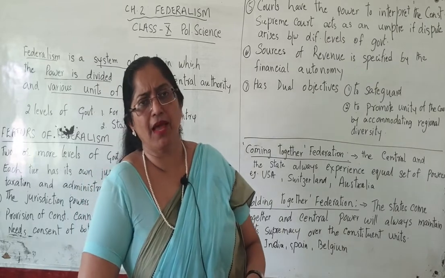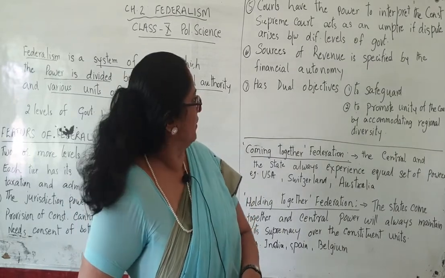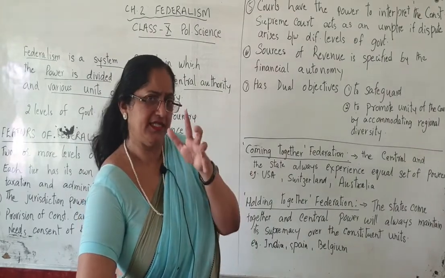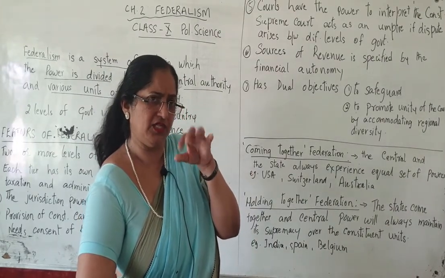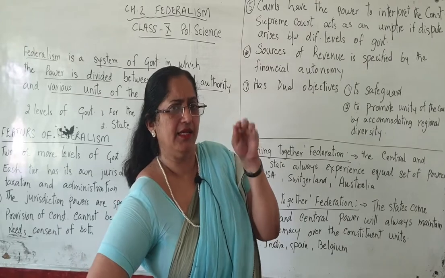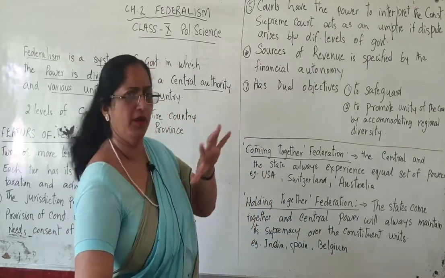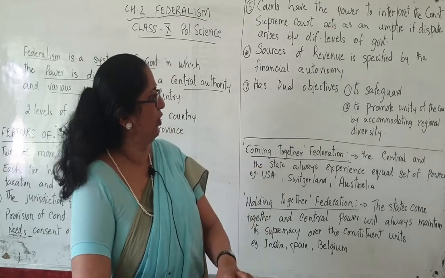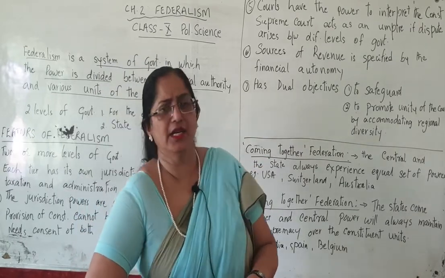Now, next one, dual objective. Federalism has two types of objectives. What are those? One, to safeguard the state, that is, state protection and central protection. Now the second objective is to promote unity of the country by accommodating regional diversity.